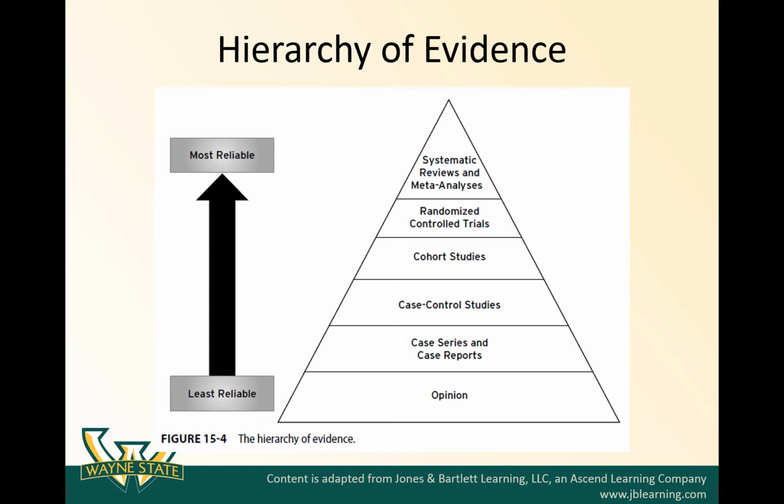This figure is really nice from the textbook that kind of shows you the hierarchy of evidence. So going from the bottom of the pyramid, least reliable to most reliable. The least reliable is your own opinion or somebody else's opinion. Then you have case series and case reports, case control studies, cohort studies, then you get to randomized controlled trials, and lastly at the top is systematic reviews and meta-analyses.